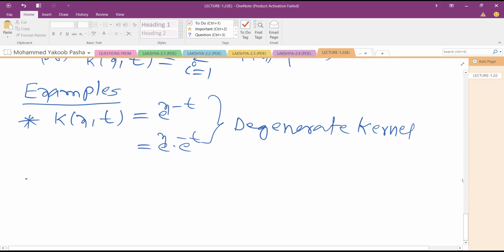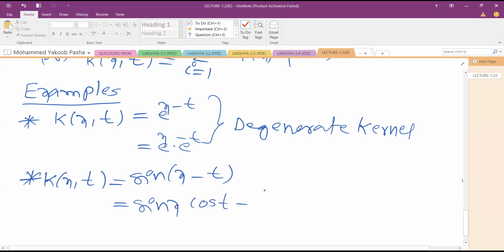Similarly, if you take another kernel, k of x comma t is equal to sine of x minus t. Okay, you may write it using the sine of a minus b formula. That is sine x cos t minus cos x sin t. Okay, this is the product of functions of x and t, and this is the product of functions of x and t, and this is the sum. Okay, difference means summing. Subtraction means addition of one positive and one negative number. Okay, this is the sum. So this is also a degenerate kernel.